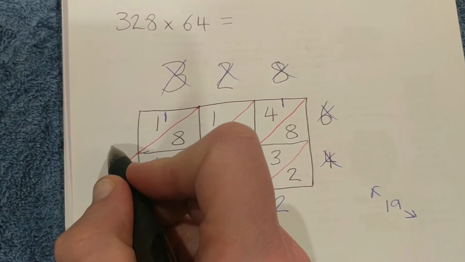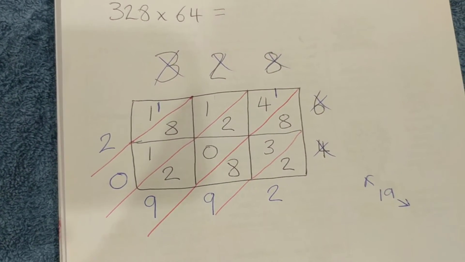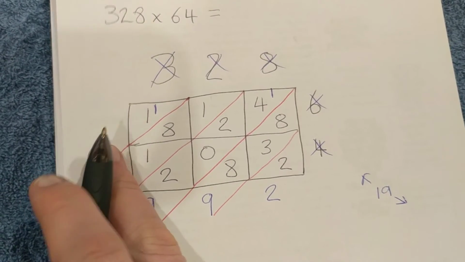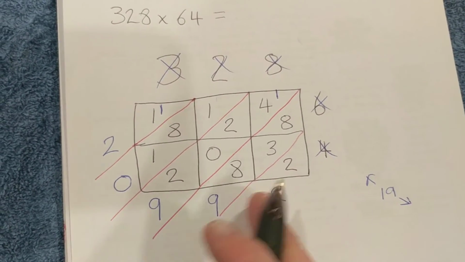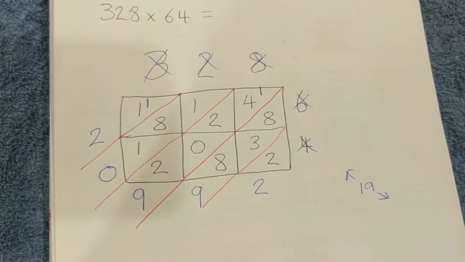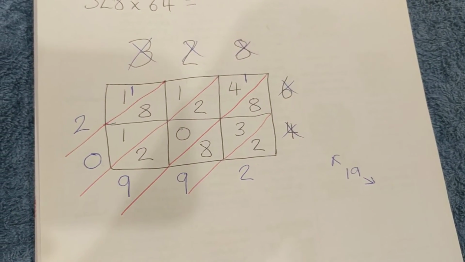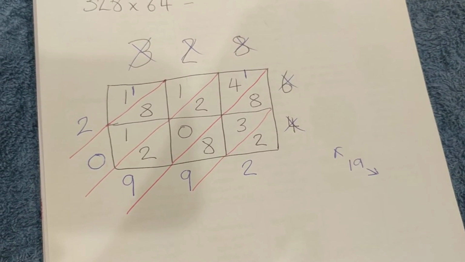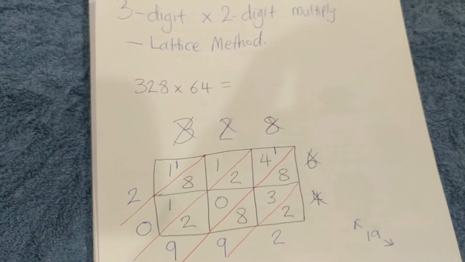So just be careful of that. And we've got 2 here in this diagonal line. So the total answer is 20,992, and that's for 328 times 64. So that's the lattice or the box method for 3-digit times 2-digit multiplication.